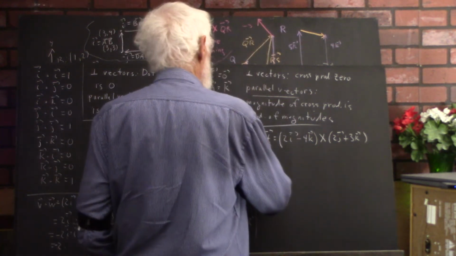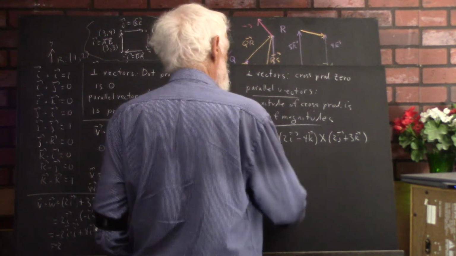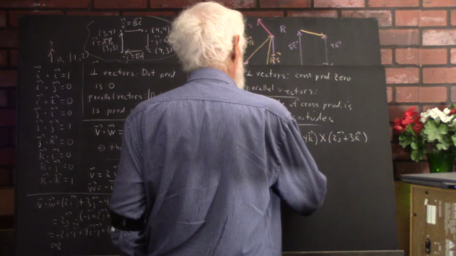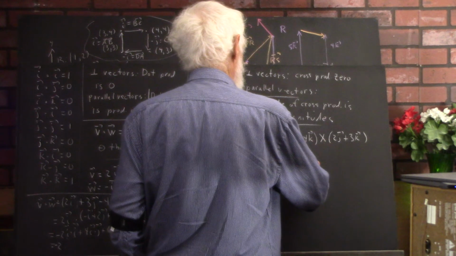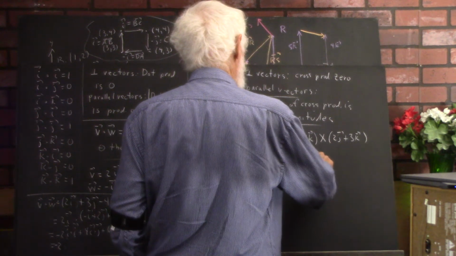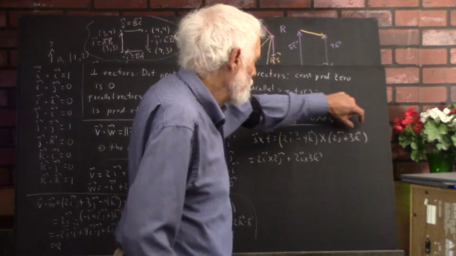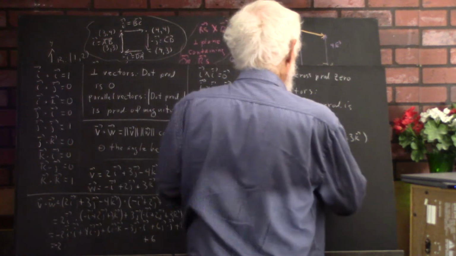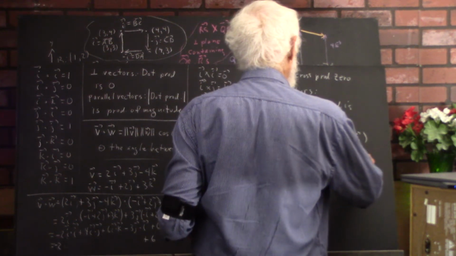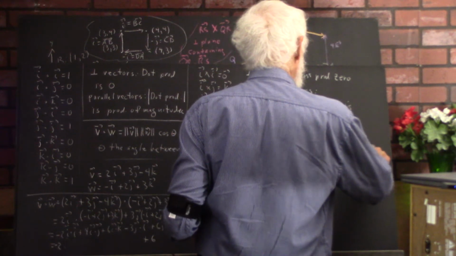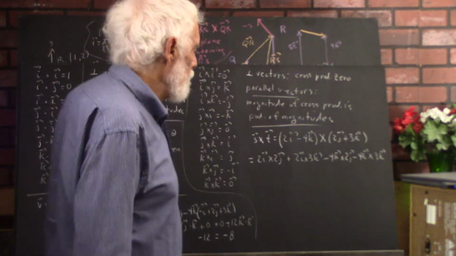Okay, so that's going to be 2i cross 2j, 2i cross 3k, and then minus 4k cross 2j, and minus 4k cross 3k.